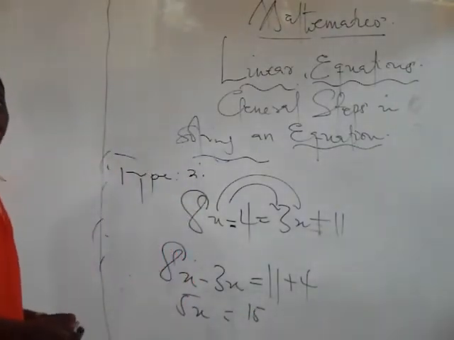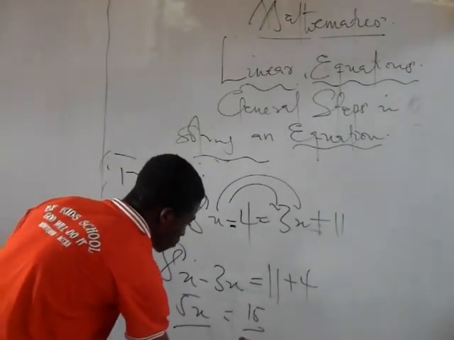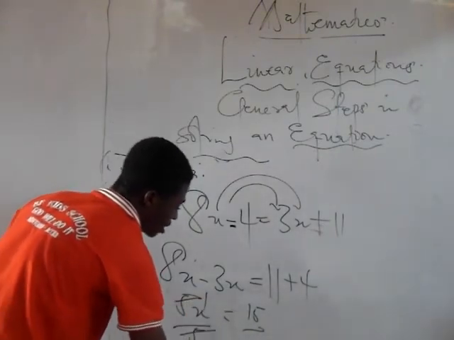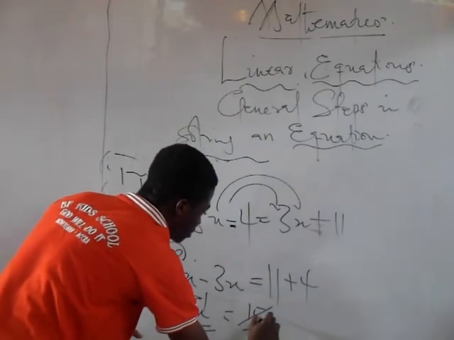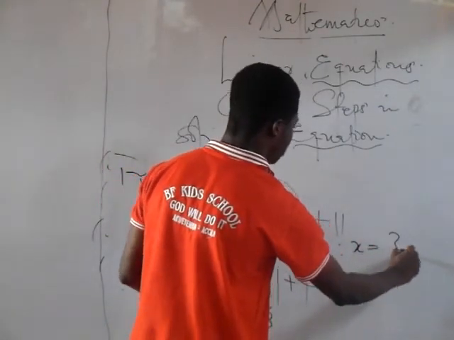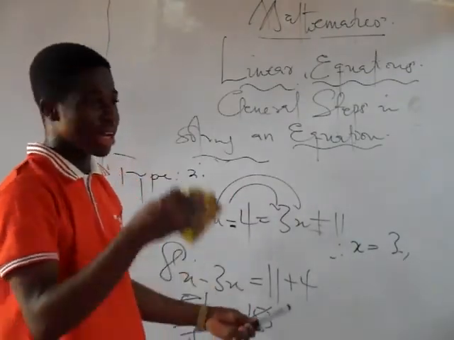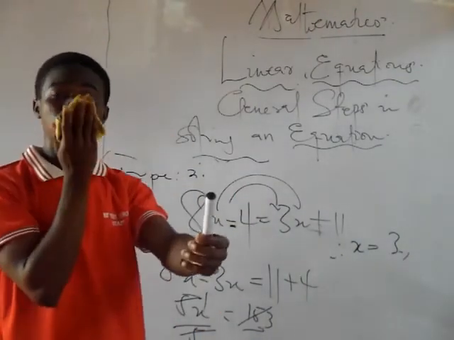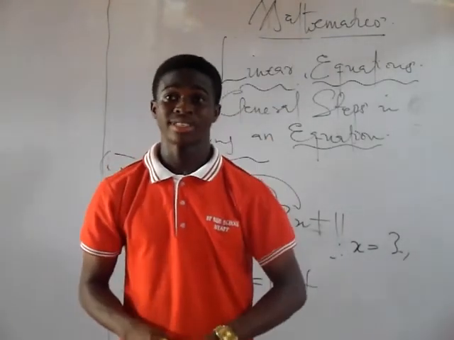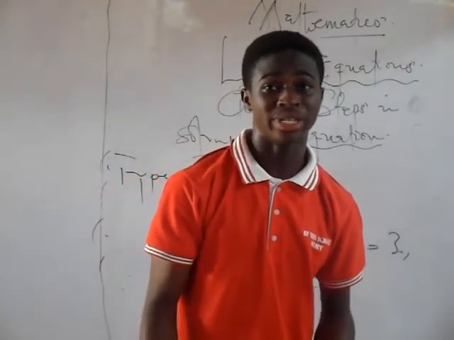Divide both sides by the coefficient of x, which is 5. 5 divides itself 1, 5 divides here 1, and divides 15 3 times. Therefore, x equals 3. Hope you are getting this. It's very simple. We are just using our steps. And with using the steps, it's simple in solving a particular question like this.